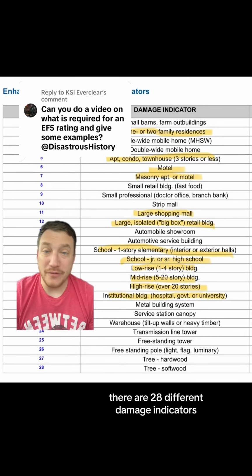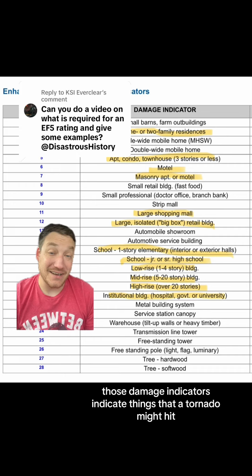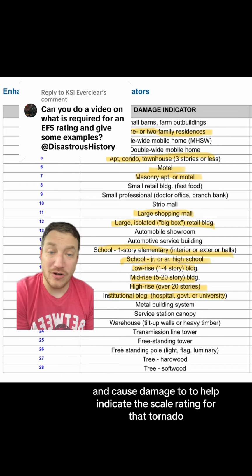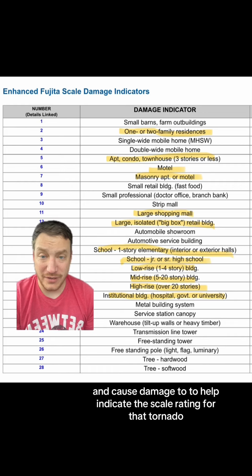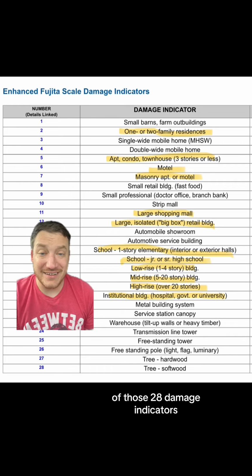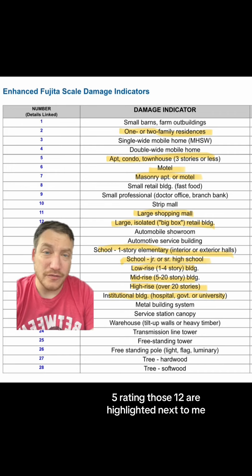So on the EF scale, there are 28 different damage indicators. Those damage indicators indicate things that a tornado might hit and cause damage to, to help indicate the scale rating for that tornado. Of those 28 damage indicators, only 12 can actually reach an EF5 rating. Those 12 are highlighted next to me.